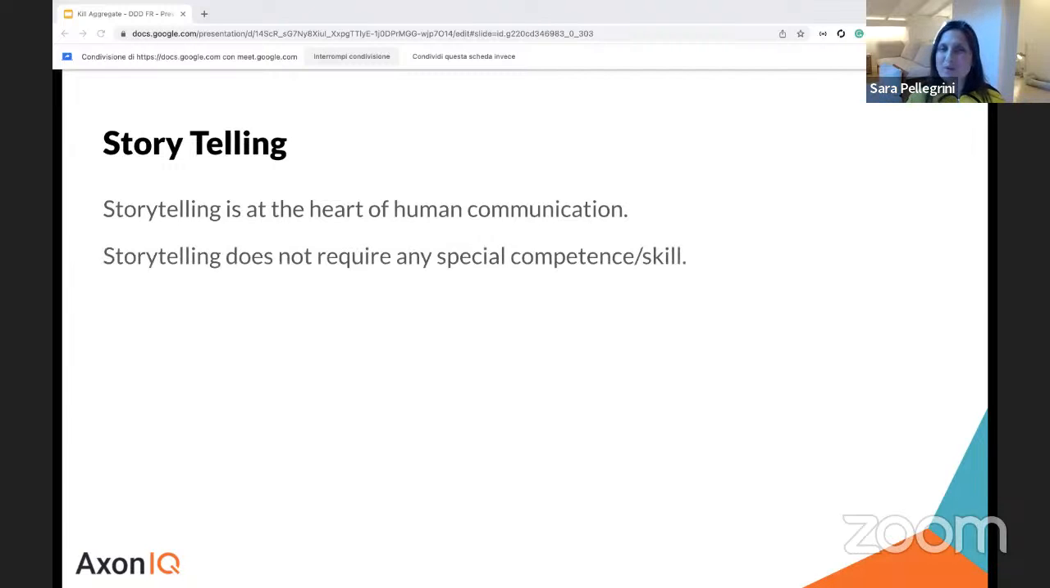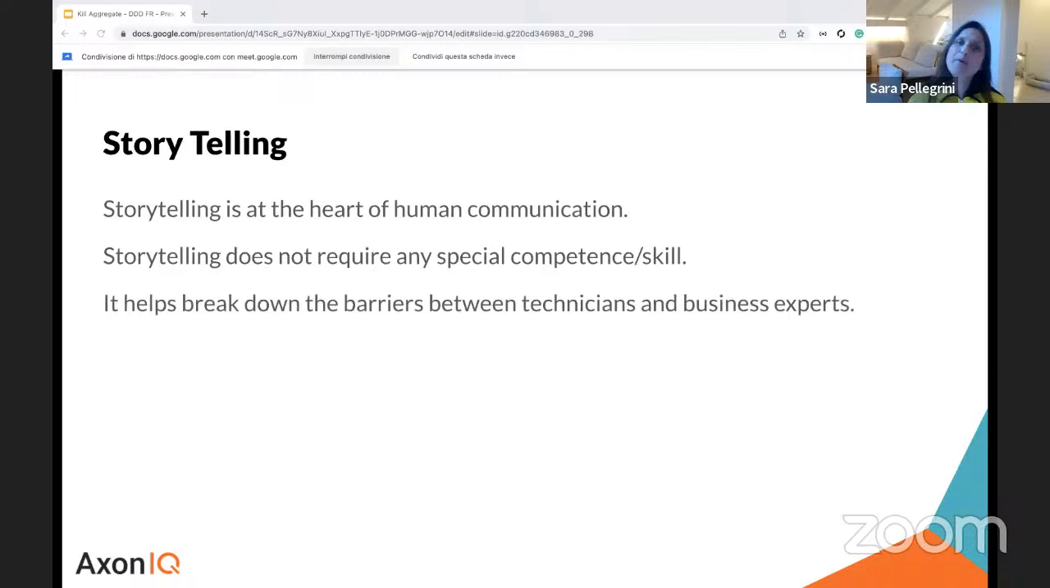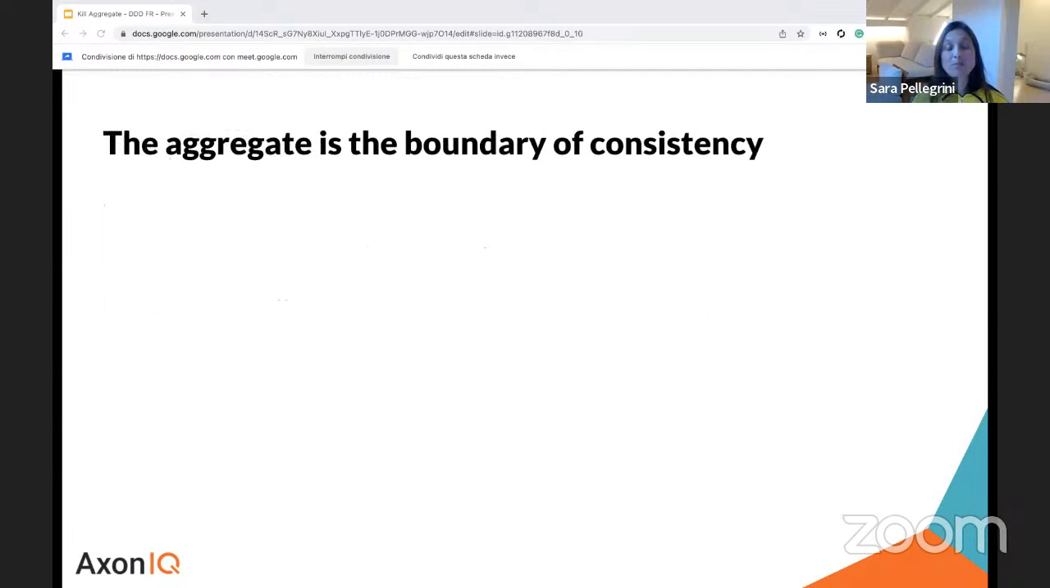It does not require any special competence or skill, and helps us to break down the communication barrier between technicians and domain experts. In my experience, the fluidity of the discovery process is amazing at the beginning. It's a snag when we try to introduce the aggregate into the story. Indeed, by definition, the aggregate represents the resolution of a technical aspect. The aggregate represents the boundary of strong consistency, the guardian of the invariant.